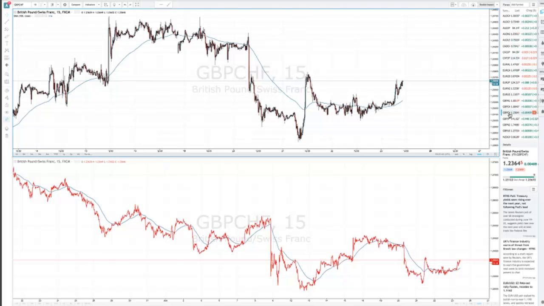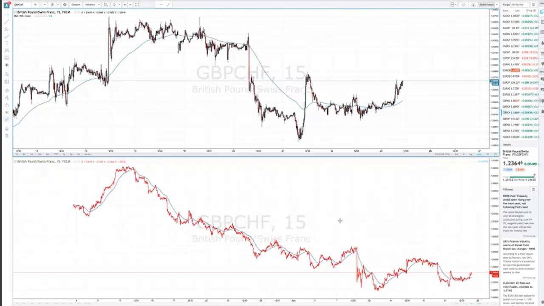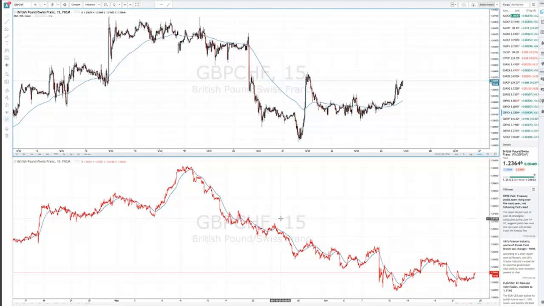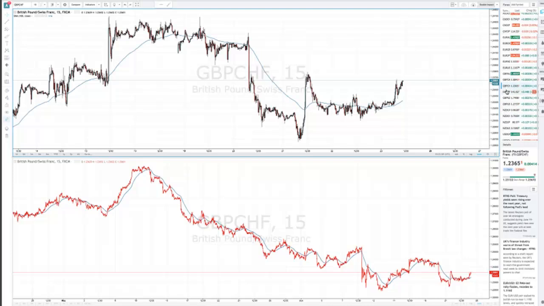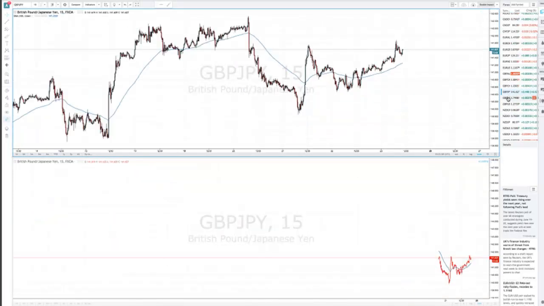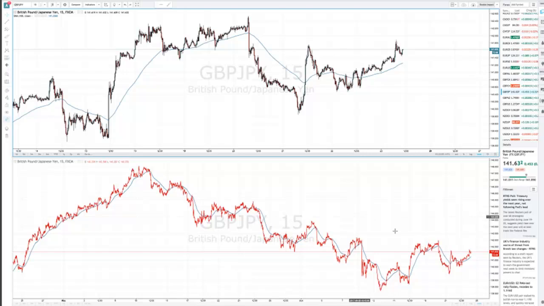Pound franc. Again, the momentum is very much to the downside, but I don't really see a setup here, so let's skip this. Pound yen, no real setup there for me.